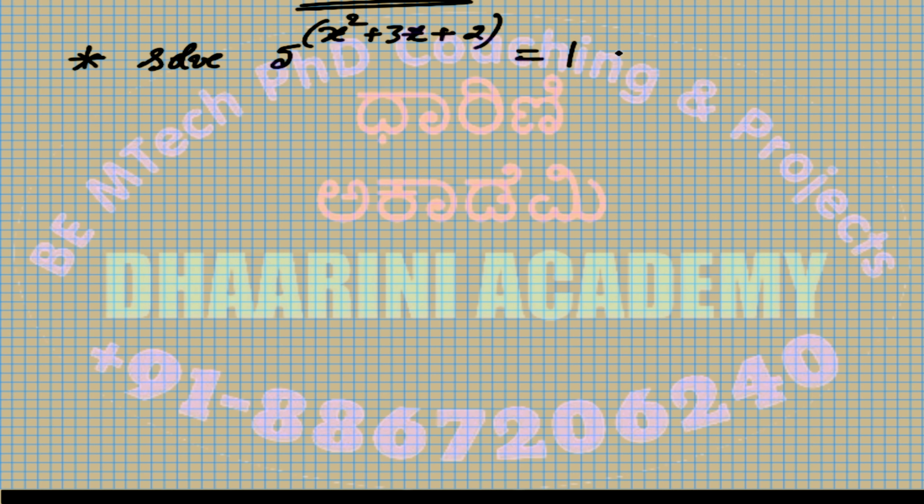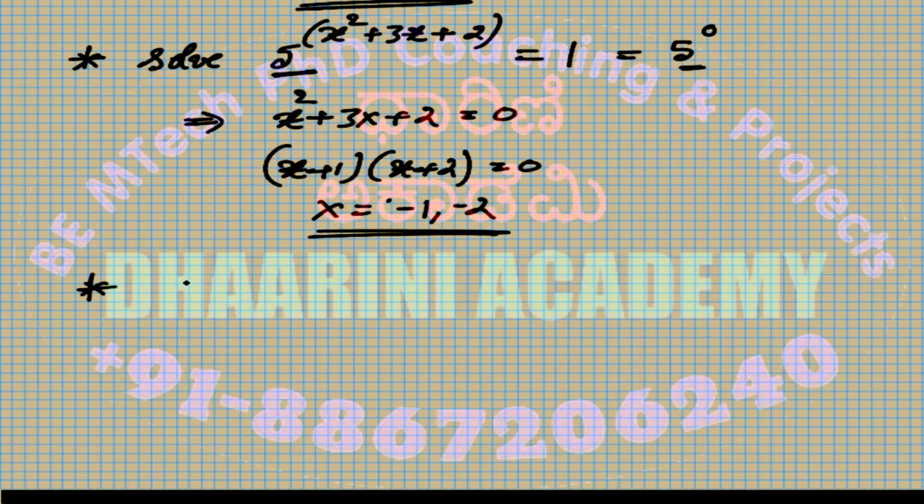The 1 on the right side, I can equate it to 5 to the power 0. Right? 5 to the power 0 is 1. So both sides I have the same 5, right, present, which I can neglect. Actually, that means I am trying to solve the simple equation x square plus 3x plus 2 is equal to 0. Normal quadratic equation.